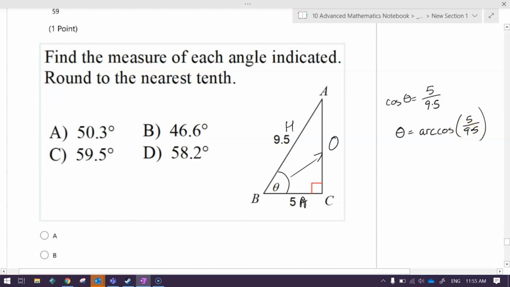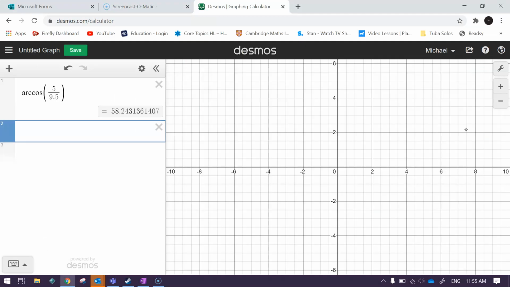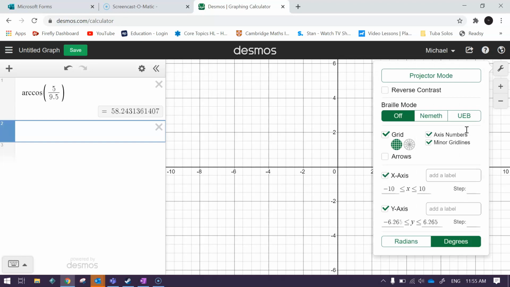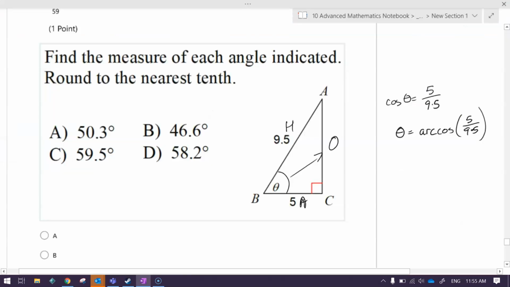I don't have the arc cos of every number memorized, but over here you would have noticed I paused just before. I've gone into Desmos. Make sure you tell Desmos you're working in degrees. Little spanner there gets you into that. Arc cos, look, it recognises it. It understands maths very well. 58.243 degrees. Let's go for 58.2 to the nearest tenth.